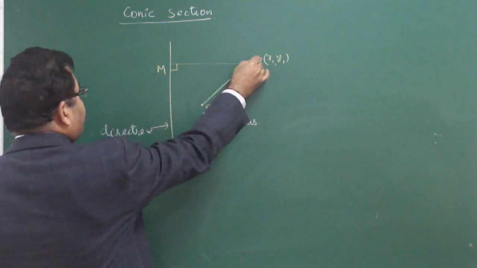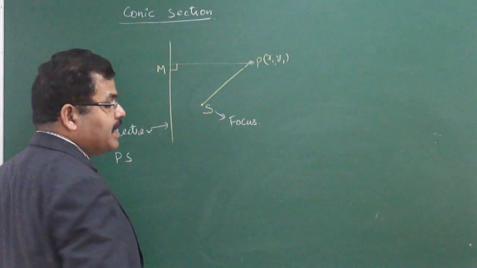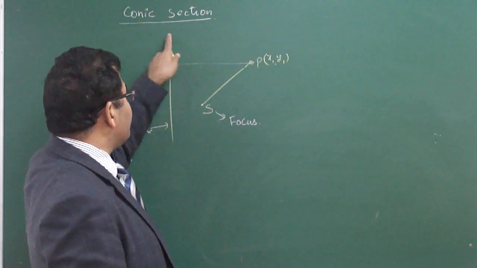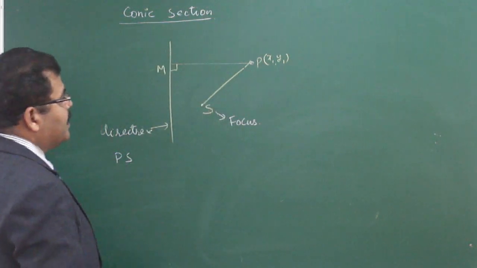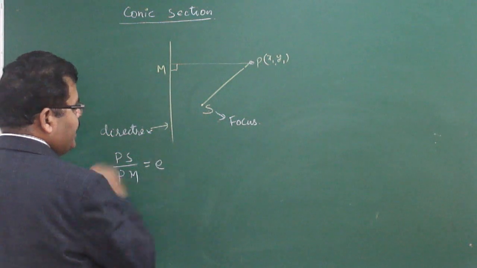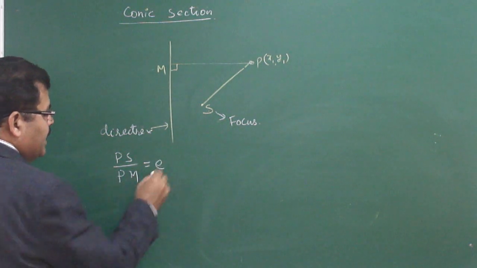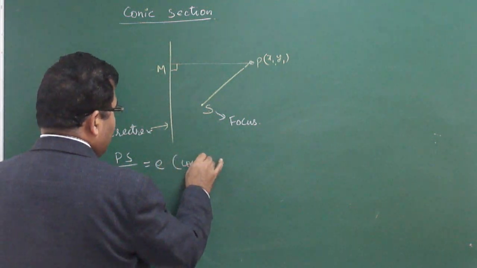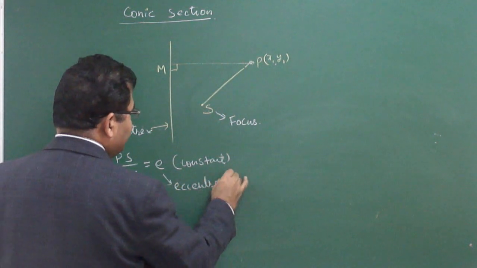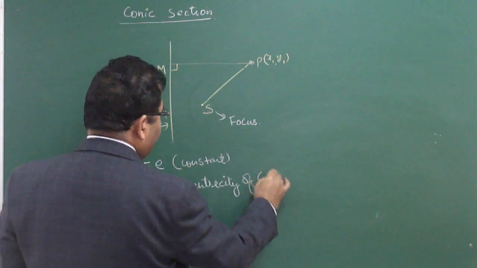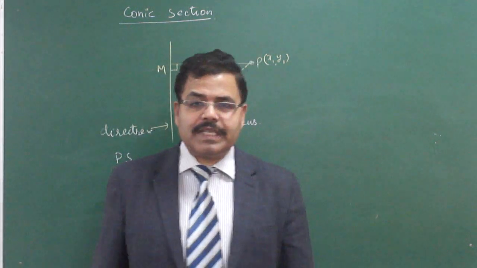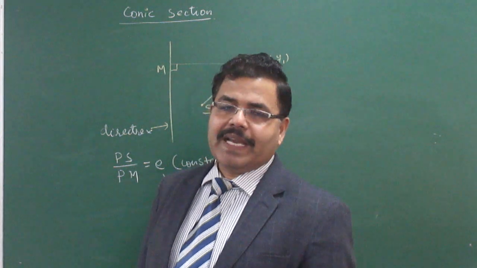The locus of a point which moves in such a way that its distance from a fixed point, that is S, to its distance from a fixed straight line, that is this line called the directrix, always bears a constant ratio, that is PS by PM is equal to E. That E is a constant, and this constant is defined as the eccentricity of the conic. So, depending upon the value of this constant, the different types of conic can be generated.